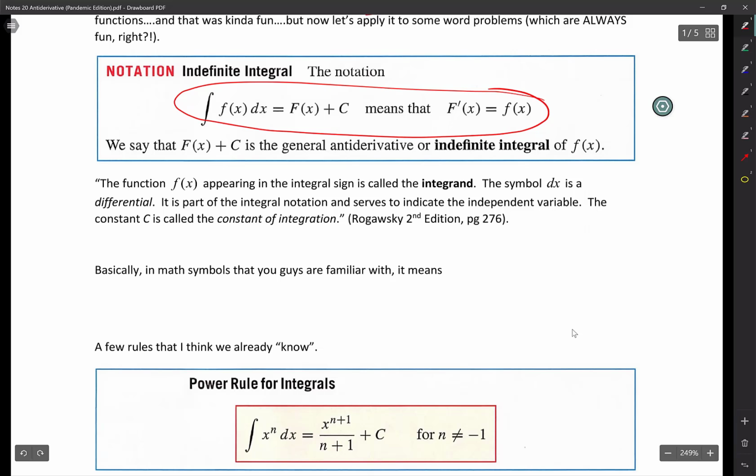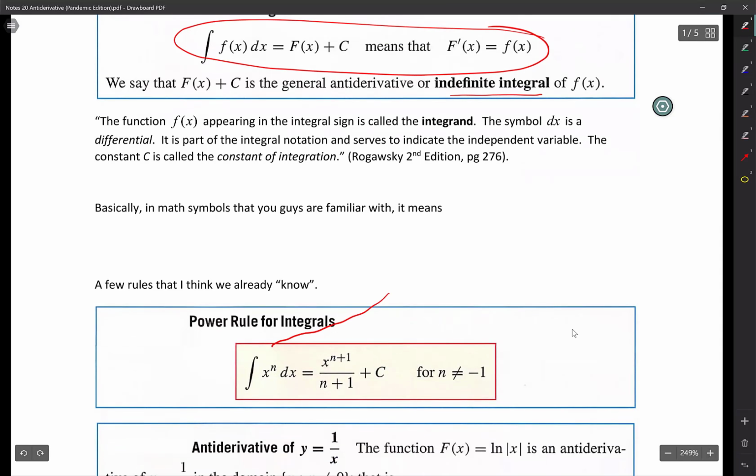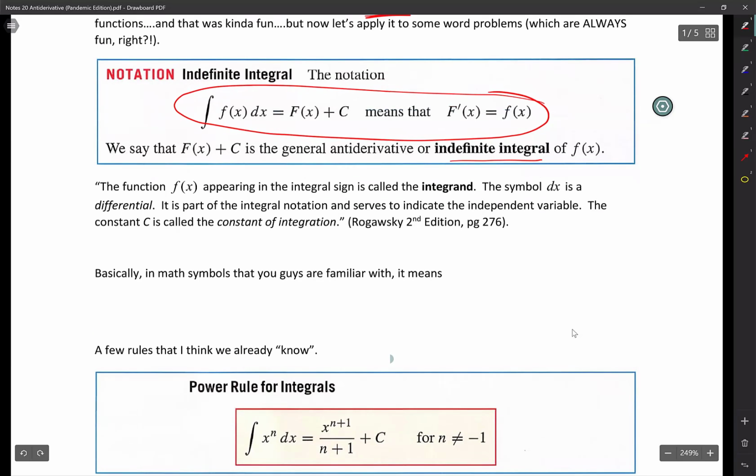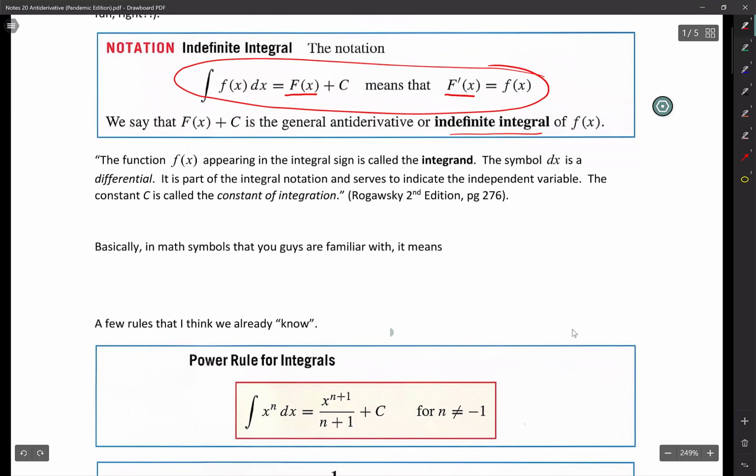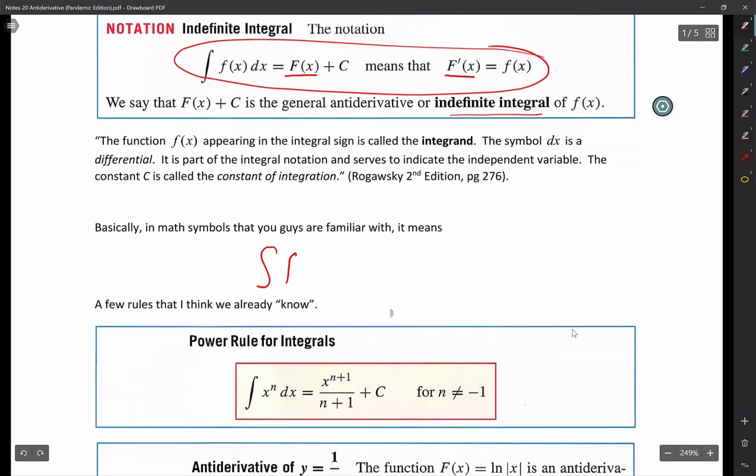We say that f of x plus c is a general antiderivative or indefinite integral. This is called the integral symbol. And it says basically in math symbols that you guys are familiar with, what does this mean? I don't like that they use a capital F and then they tell you that antiderivative of f prime means that f prime means f of x. So pretty much all it means is this: integral of f prime of x dx equals f of x plus c. Now the dx does mean something. The f prime of x does mean something. But for now, we're just going to say this is where it starts and this is where it stops.